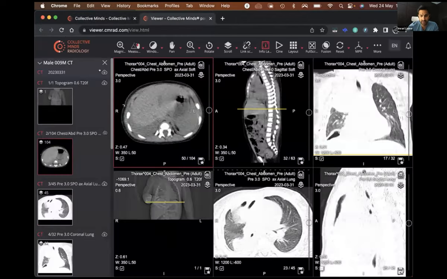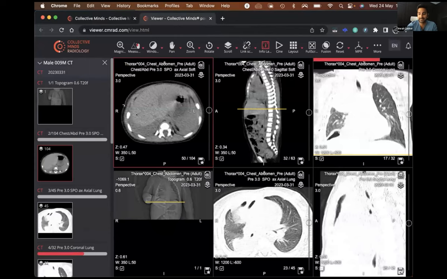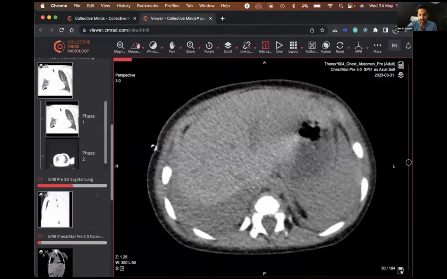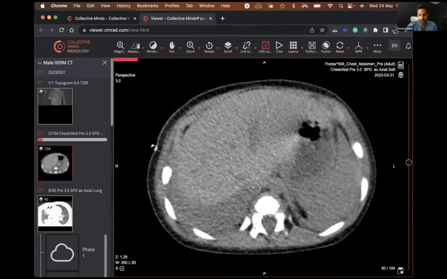So this looks like a very young patient. What I love about Collective Minds is that you can be so quick with downloading the cases and going through. And you can see these red lines, right? That means the case is ready for you to look at. So we're just waiting for this one to go through, but the rest of them look like they're already through.